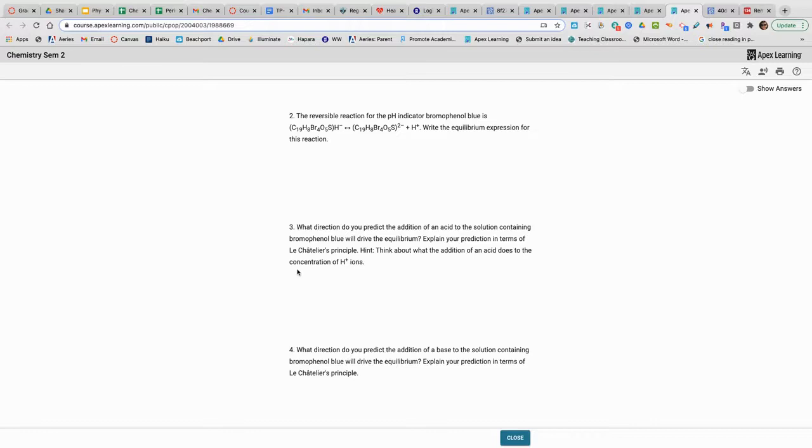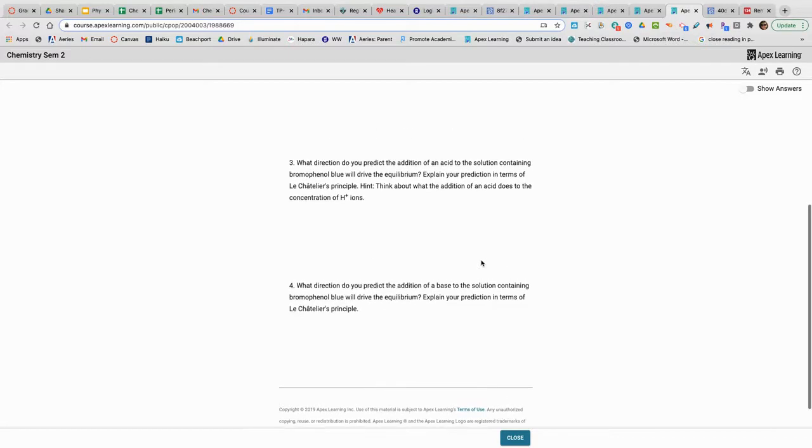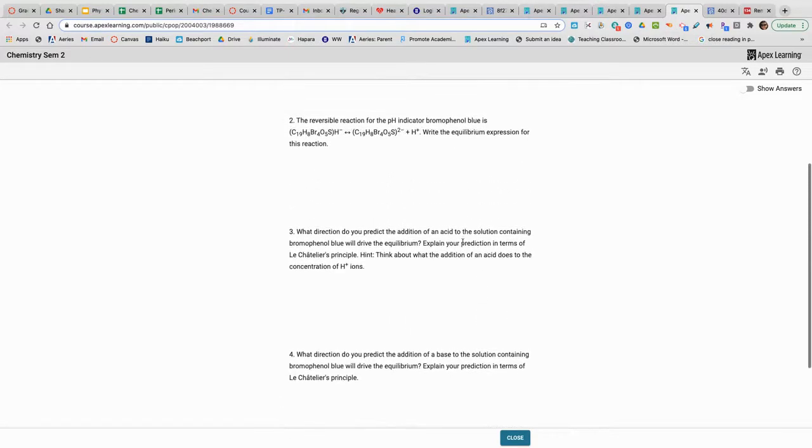That's question 3. Question 4: what direction do you predict the addition of a base to the solution containing bromothymol blue will drive the equilibrium? So here is your base. That's your base product. So what happens if you add more of this? Which way will the equilibrium shift to use up the extra base you've added?